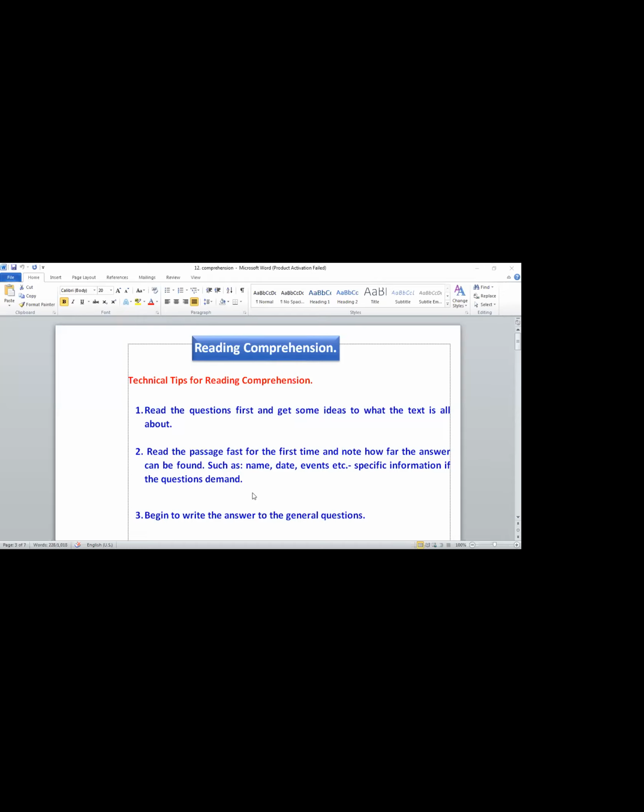The first one is, do not read the text at once. Don't jump into the text at once. So what you have to do is, you have to read the questions first. The best way is to read the questions first.